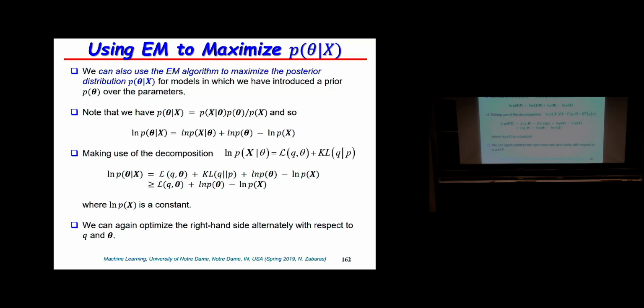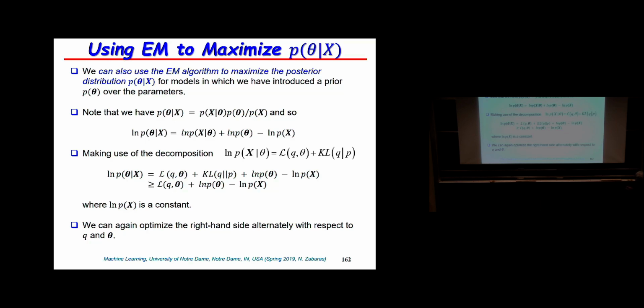So P of theta given X is the likelihood times the prior divided by the marginal likelihood. I take logs and I write the log of the posterior to be the log of the likelihood, plus the log of the prior, minus the log of P of X. And we already have seen that the log likelihood is the lower bound plus the KL distance. So I plug in lower bound plus KL distance plus log of P of theta minus log of P of X. And notice this doesn't depend on Q, doesn't depend on theta. So for all practical purposes, you don't really have to bother about this.